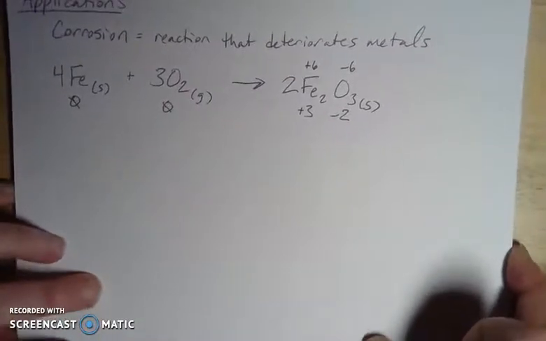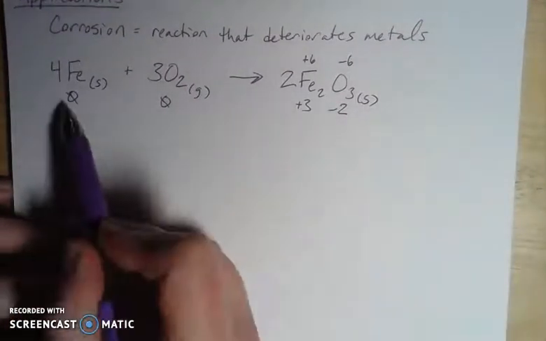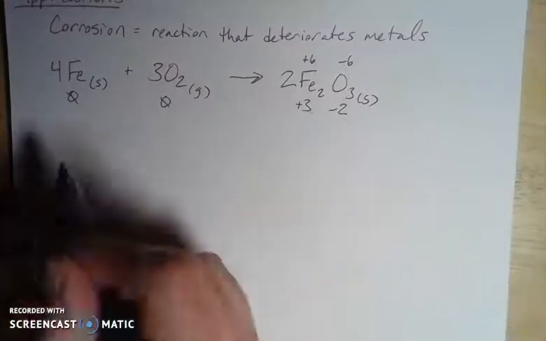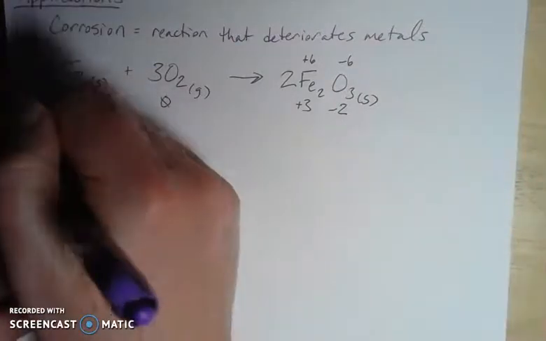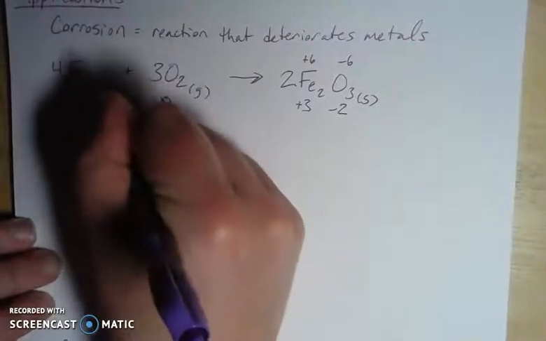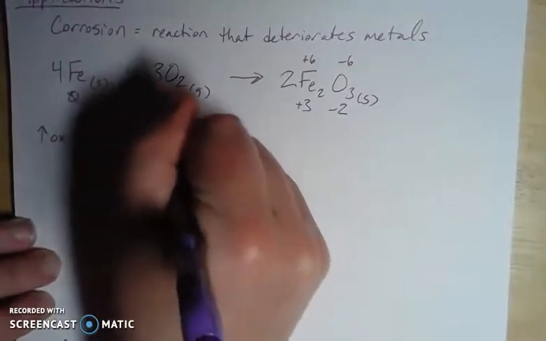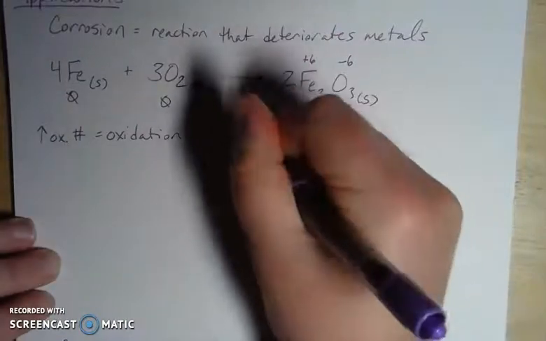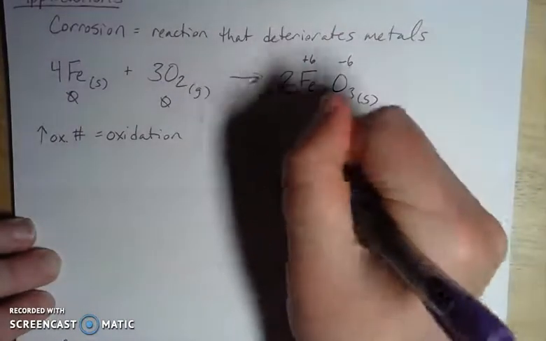Well, what I'm doing is looking at how they change going from reactants to products. If there's an increase in oxidation number, that's oxidation. So in this case, that's going to be my iron. Let's write that half reaction then.